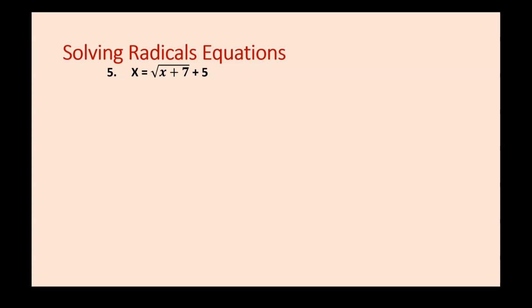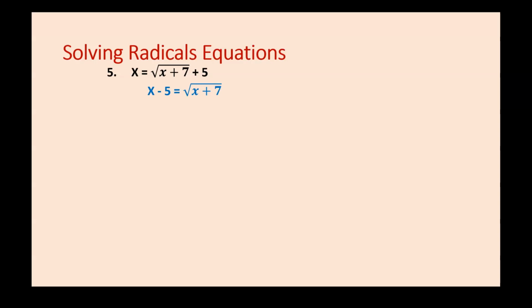So what do we need to do? We want to keep that square root of x plus 7 by itself. So that means we want to get rid of the plus 5. So what is the opposite of adding 5? Subtracting 5, yes. So we're going to subtract 5 from both sides. Now I have x minus 5 is equal to the square root of x plus 7.